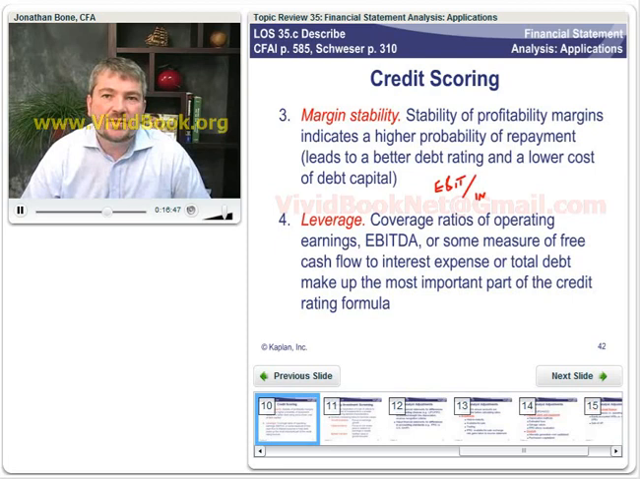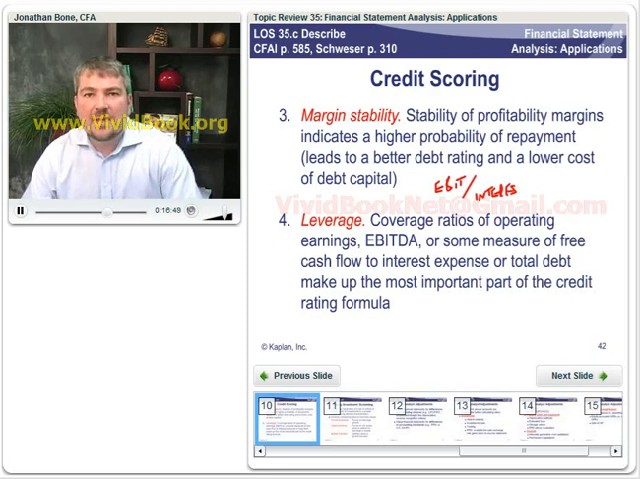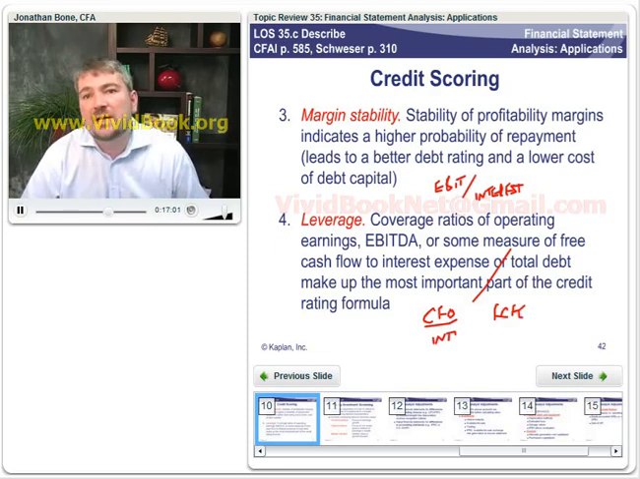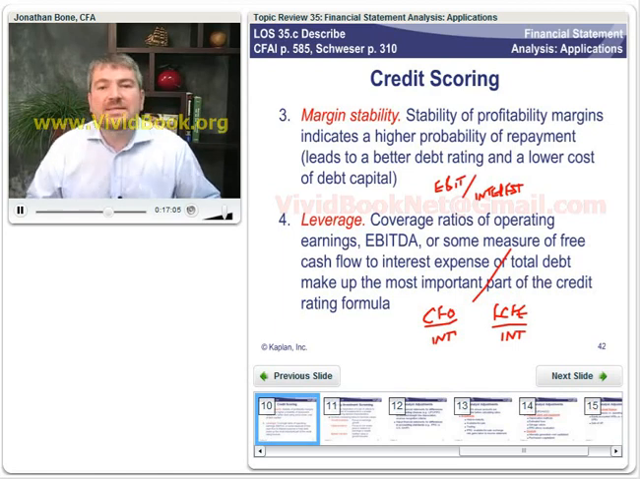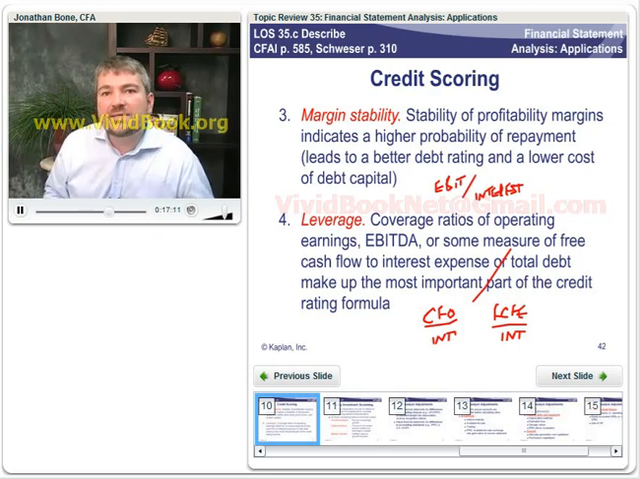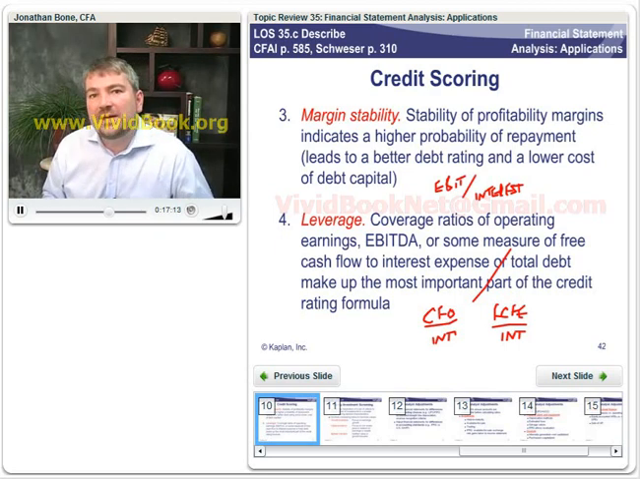You might want to look at, rather than EBIT, maybe a better measure is to look at CFO over interest. Or even better than CFO, maybe free cash flow to equity over interest. And of course, rather than just looking at interest, maybe you want to look at interest and principal payments on the debt. So it's again looking at how comfortable we're meeting our current interest and principal payments. Okay, and you can see that's a very critical part of the rating formula.